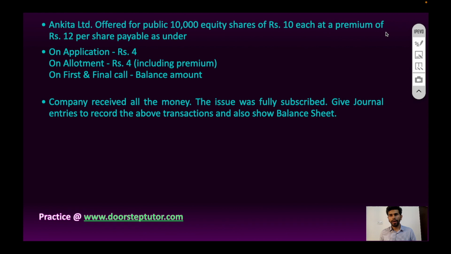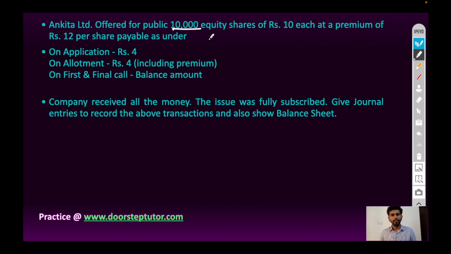In this question, Ankita Limited offered a public issue of 10,000 equity shares of 10 rupees each. This is the face value. At a premium of 2 rupees each per share, the issue value is 12 rupees. Total number of shares issued is 10,000 equity shares. Face value is 10 rupees and premium is 2 rupees per share. So issue value is 12 rupees. On application 4 rupees, allotment 4 rupees including premium. So application money is 4 rupees.